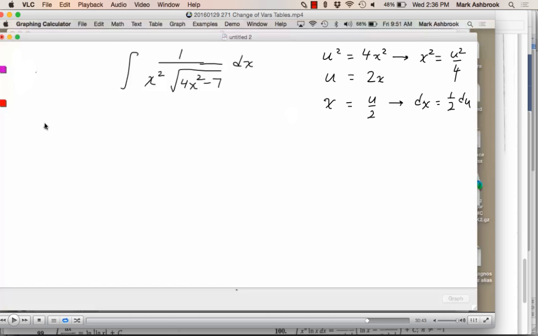So this thing would be the same as the integral of 1 over, what did we say x squared was? U squared over 4. And then we know our 4x squared is just our u squared, minus 7. And then dx is 1/2 du.